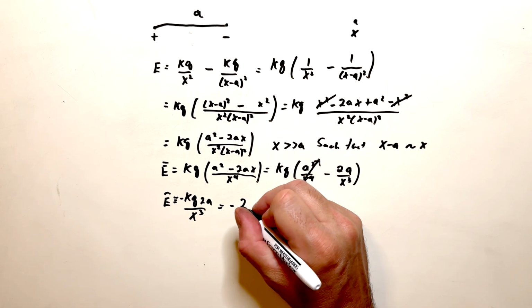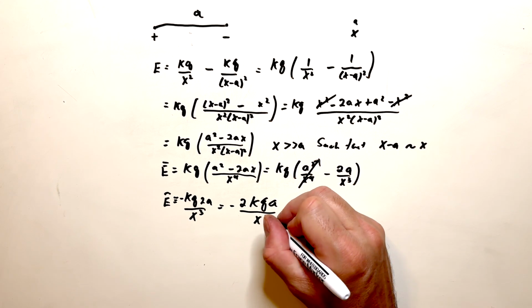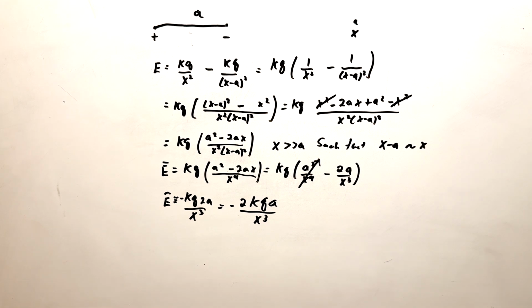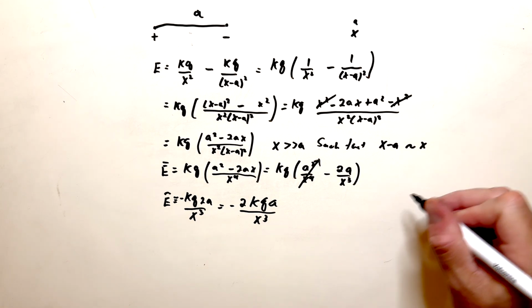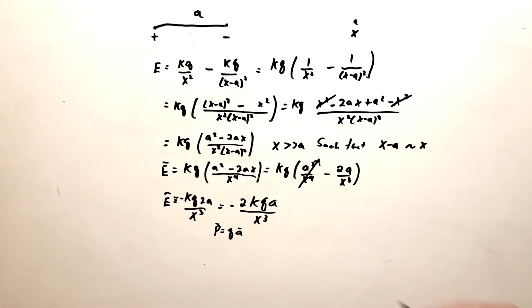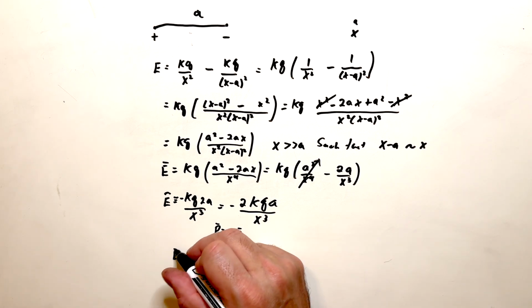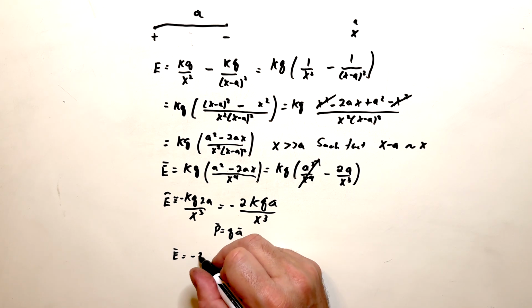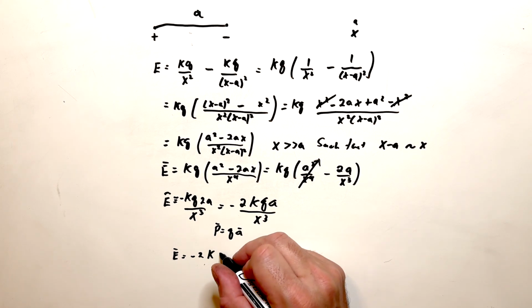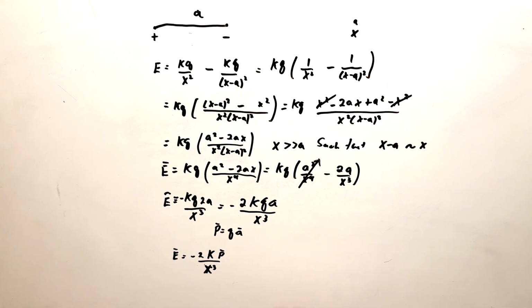Let me just rewrite that. That's going to be minus 2kqa over x cubed, where q times a is what we usually call our dipole moment. Usually the dipole moment is p, and it's usually a vector, equal to q times a, but this is 1D, so I guess the vector nature of it is lost. Then we can write that the electric field due to this dipole is equal to minus 2k p all over x cubed.